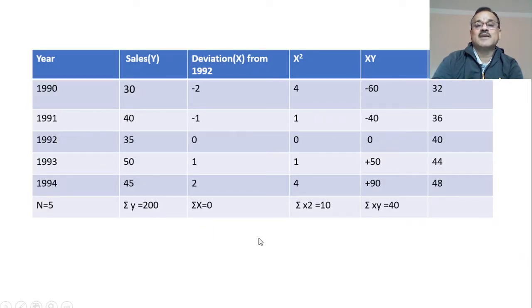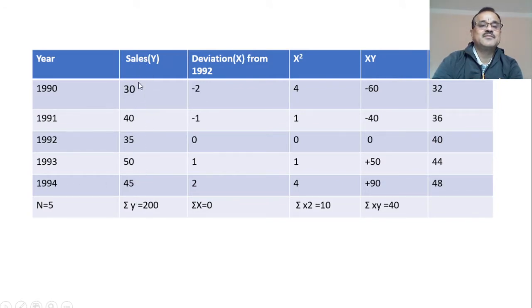Here is a table to make things clear. These are the 5 years: 1990, 91, 92, 93, 94. This is the data which is fitted here, and on the basis of this given data we forecast the sales in the coming years. In 1990 sales y is equal to 30, 91, 40, 92, 35, 93, 50, 94, 45.